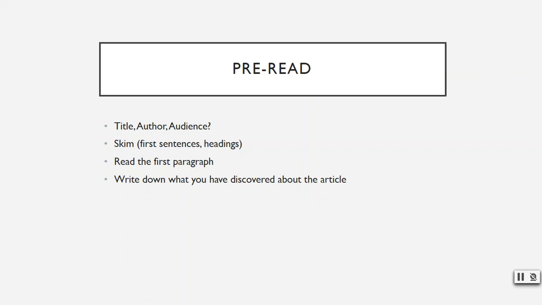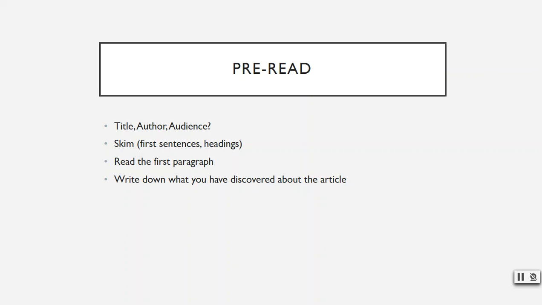And what I mean by that is this. Pay attention to the title, the author, and where that particular article has been published, because that will give you an indication of who the audience is. The author is very important because typically you will be reading an article by someone who's an expert in a particular field. And so it's important to note who that person is and what that person's credentials are.